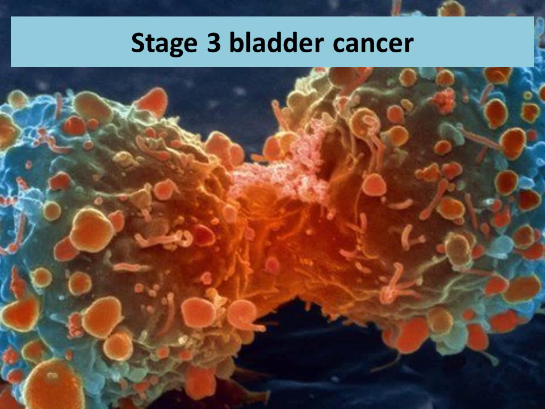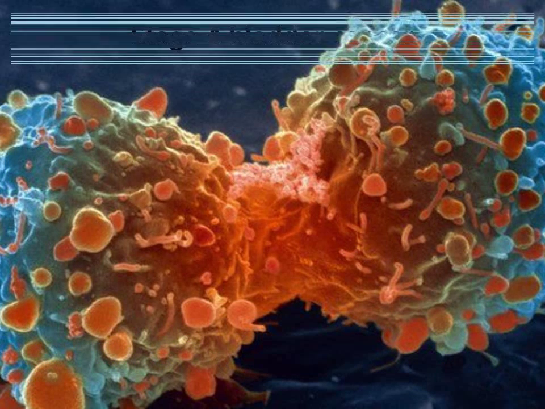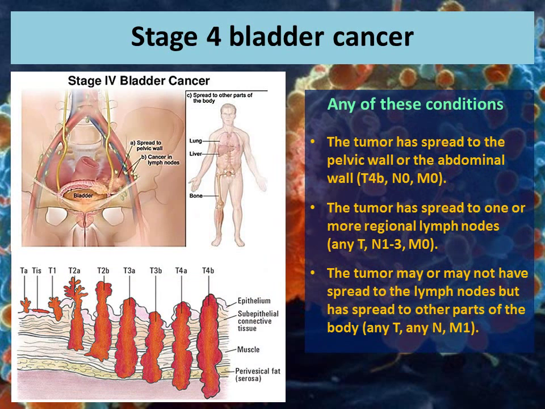Stage 3 of bladder cancer. The tumor has spread to the outermost layer of the bladder, and may also have spread to the prostate in men, or to the uterus or vagina in women. Stage 4 of bladder cancer. The tumor may be any size, but may have spread to the pelvic or abdominal walls. Cancer cells have likely spread to one or more lymph nodes and may have spread to other parts of the body.